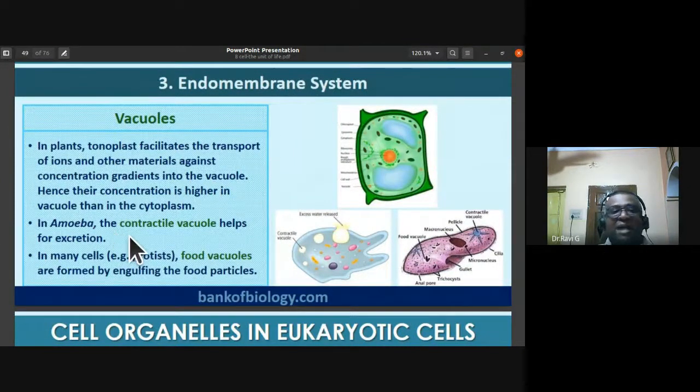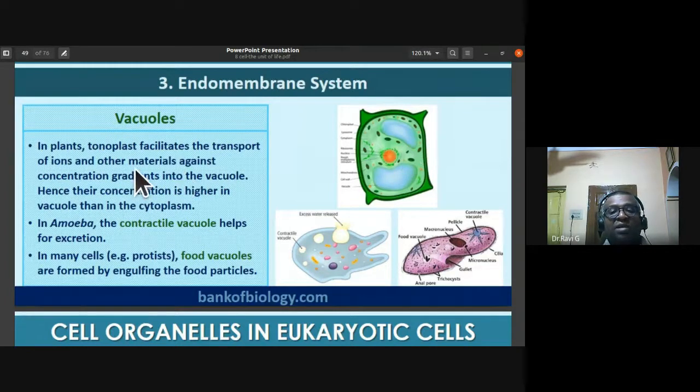So in plant vacuoles, the tonoplast facilitates the transport of ions and other materials against concentration gradients into the vacuole. What is against the concentration gradient? That is the movement of particles from lower concentration to higher concentration. That is facilitated by the tonoplast in the vacuole. Hence, the concentration is always higher in vacuole than in the cytoplasm.